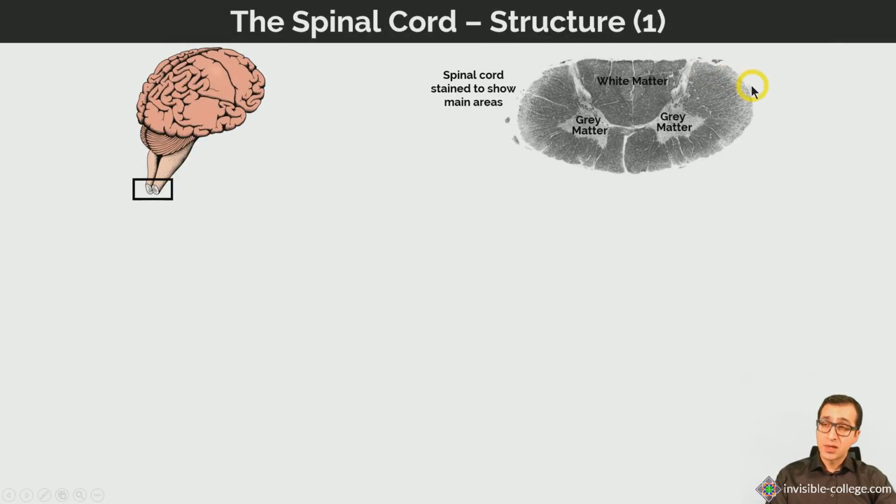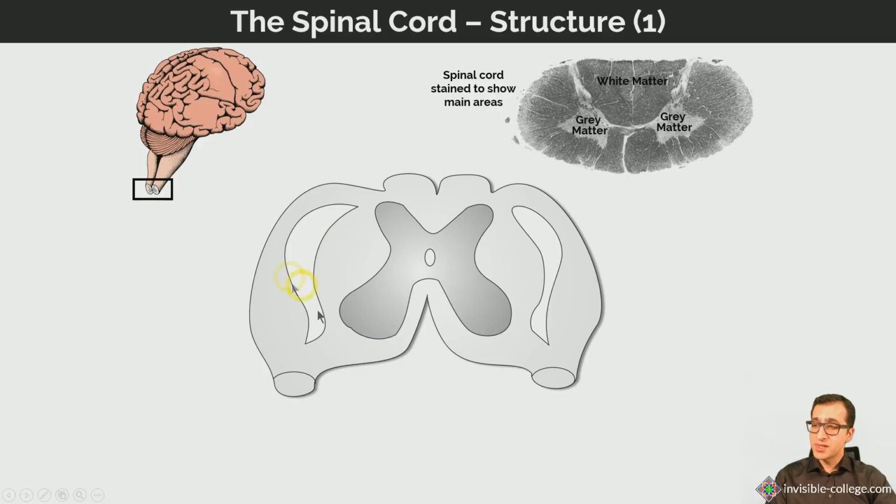Here we can see a transverse section through the spinal cord which has been stained to show the two different types of tissue, the white matter and the grey matter. The white matter is neural tissue composed mainly of the axons of nerve cells, and the grey matter is composed of cell bodies. So this is a diagrammatic representation of a section through the spinal cord as shown here, and here we can see the various parts.